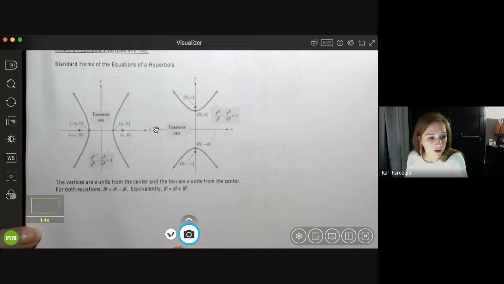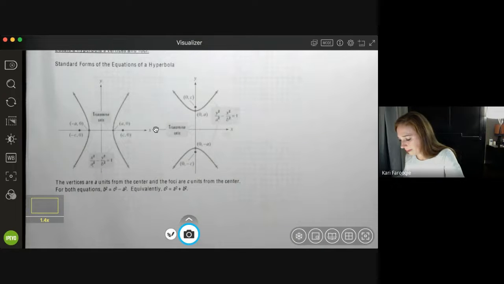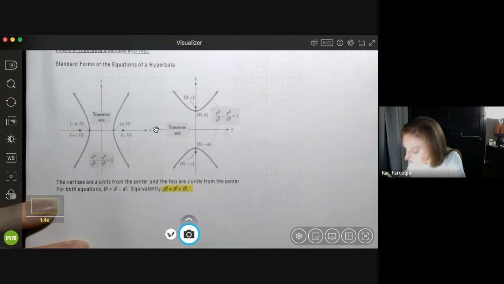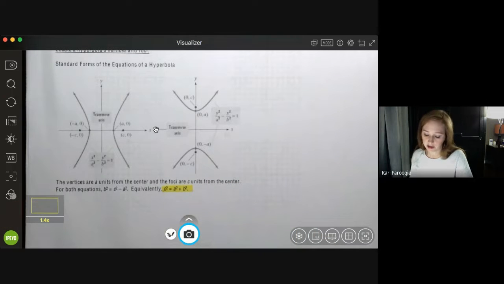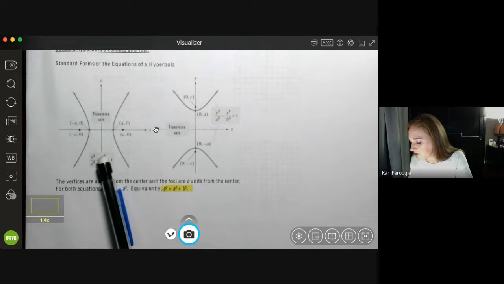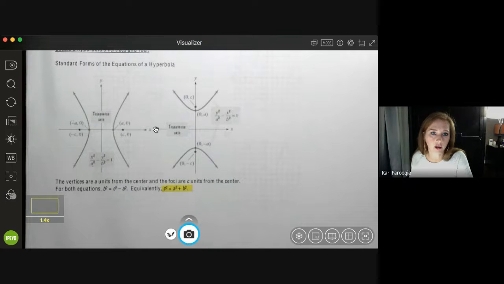The vertices are a units from the center, the foci are c units from the center. So that does not change. And for both equations, this is different. For ellipses, we had c squared equals a squared minus b squared. For hyperbola, we have c squared is a squared plus b squared. And that's another place where you can think about these as being opposite. So if you're thinking about ellipses having equations that include plus signs, well, the foci equations will include minus signs. Whereas for hyperbola, their equations will contain minus signs, but the foci equation will contain a plus sign.